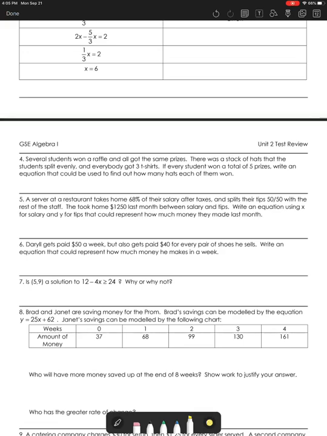Okay, so the first thing I like to do when I'm looking at a word problem is, what is the goal of this problem? What am I trying to find? So that's what this last sentence is saying. So I have to write an equation that could be used to find how many hats each of them won.